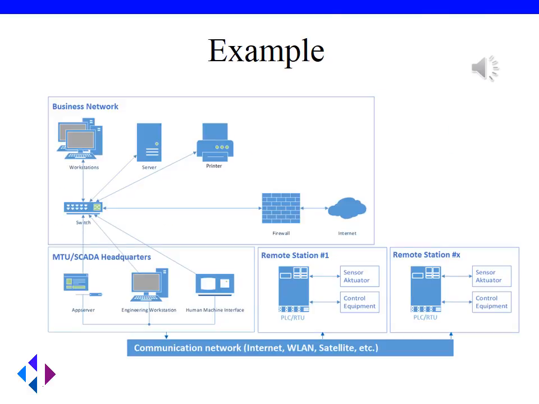Here's another example, just to make you think a little bit further. In this kind of communication network, the SCADA system goes through a switch and is controlled by a workstation, a server. But also, if you can compromise the printer, you can still get access to the SCADA systems remotely.